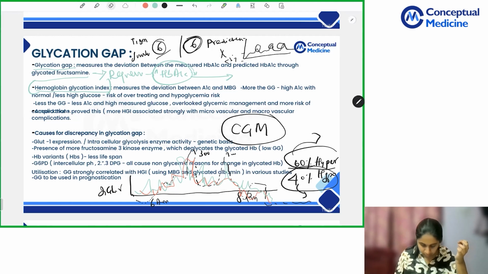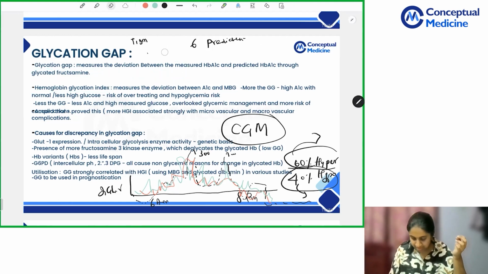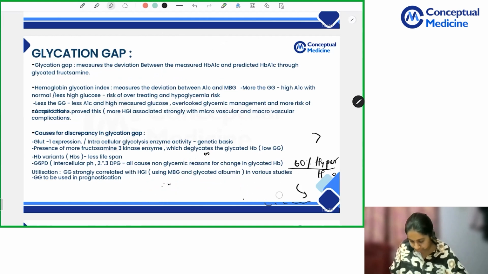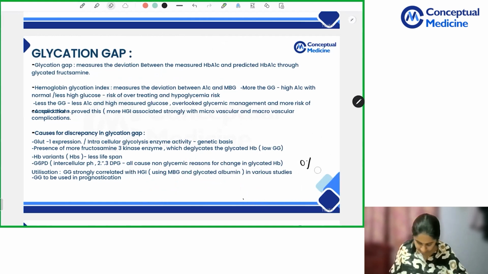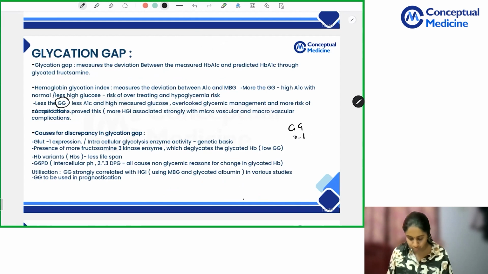Imagine you have a low glycation gap. What is meant by a low glycation gap? Imagine the glycation gap is somewhere between 0 to 1, and you have a -2 glycation gap. That means the measured HbA1c was 6, but the actual HbA1c was 8, as I told you in the previous example. So then it would be -2. It is a lower glycation gap.